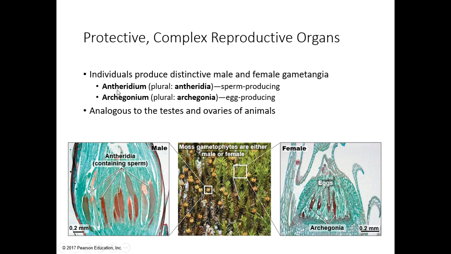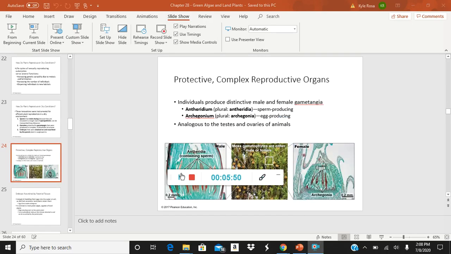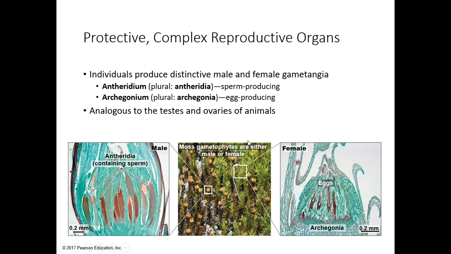So sperm-producing structures are called the antheridium or antheridia, and the archegonium or archegonia produce eggs. Okay, so these are analogous to the testis and the ovaries of animals. So the antheridium being like the testis, and the archegonium being like the ovaries in animals. And we will see the term ovaries coming up later on in plants as well. So try not to get that too confused, but just to give you that analogy.